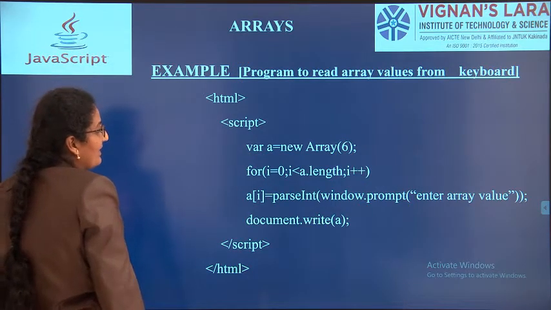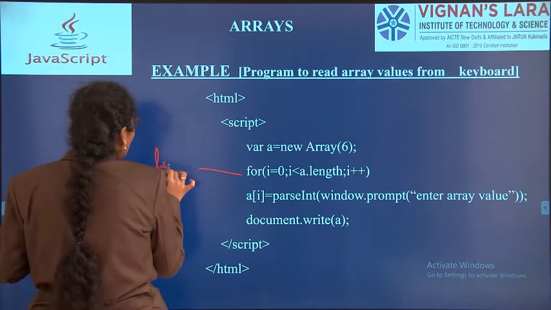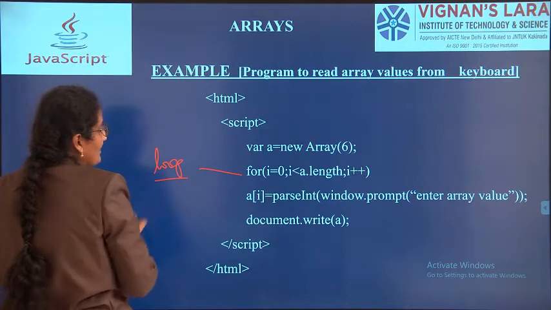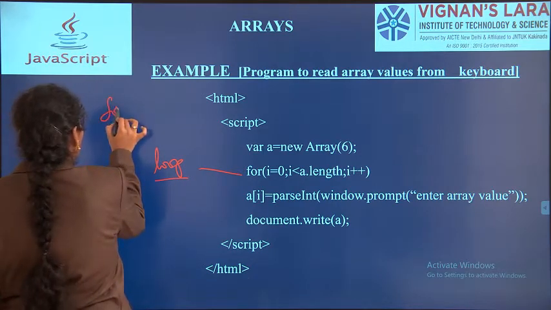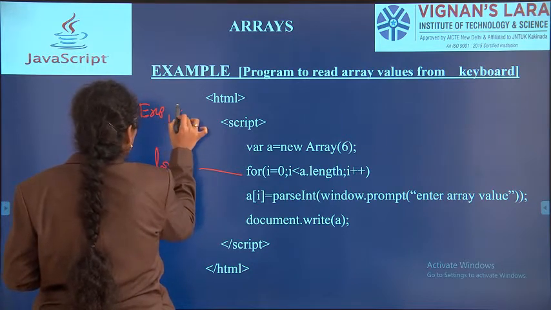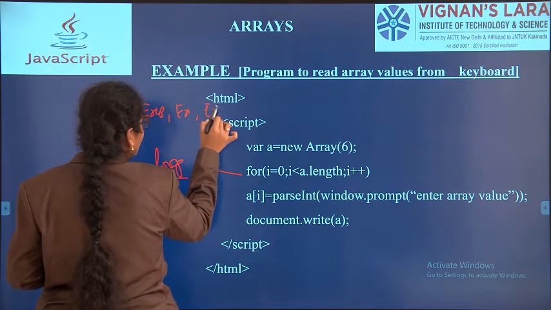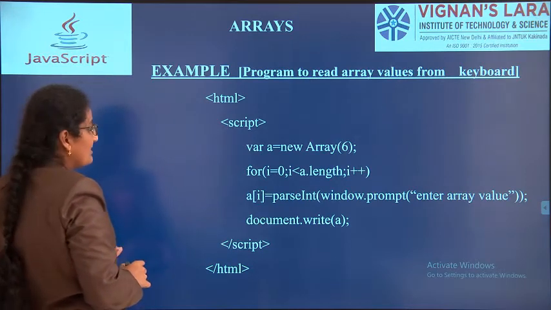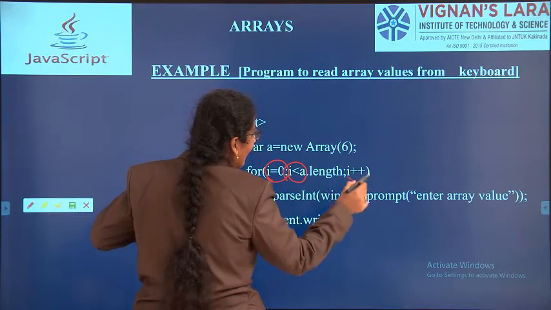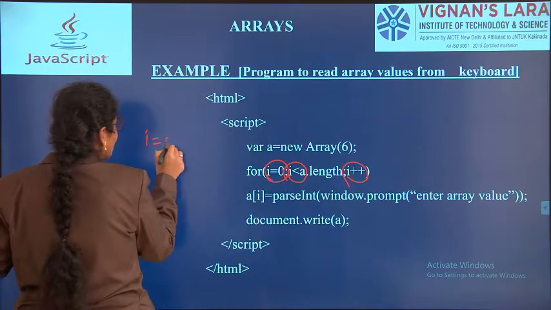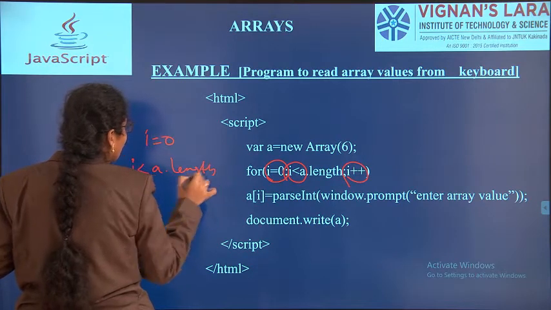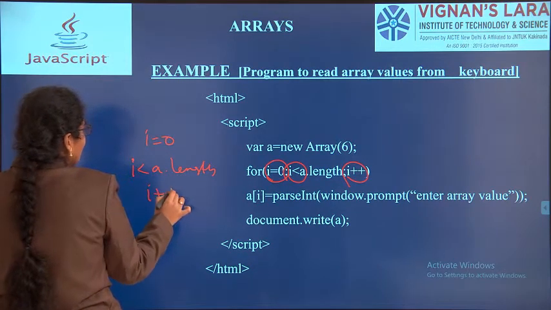For that I have generated a loop, a for loop. When discussing control structures, we discussed loops also. So for is one of the loops. What is the syntax of for? For, followed by some expressions. What are the expressions we have here? I equal to 0, I less than a dot length, I plus plus. I equal to 0 is the first expression, I less than a dot length is the second expression, and I plus plus is the third expression.